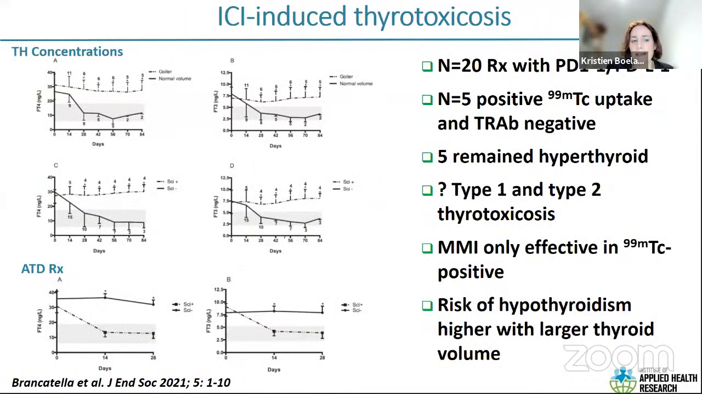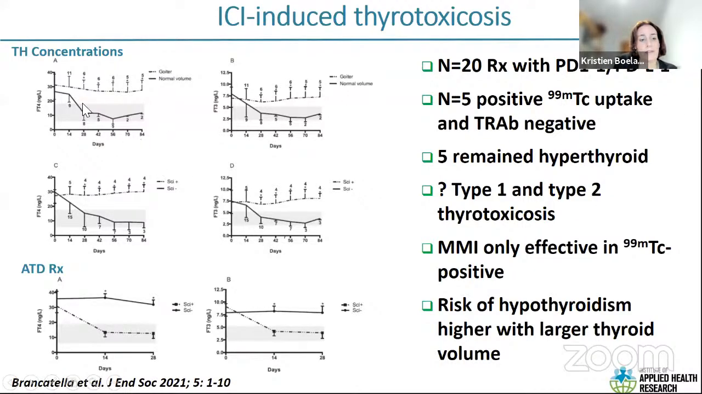So we don't have that many data on how these patients behave, but this was a nice study published this year, looking at 20 patients who were treated with these PD-1 inhibitors. 5 of these patients, so 20 patients developed thyrotoxicosis, and 5 of them had a positive uptake on a technetium scan and were TRAb negative.